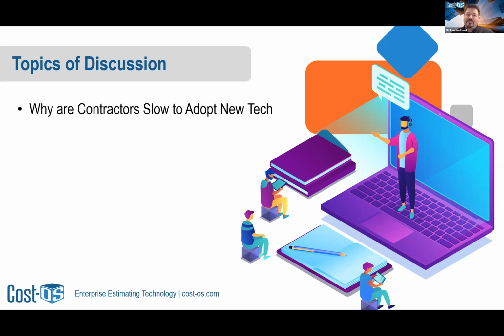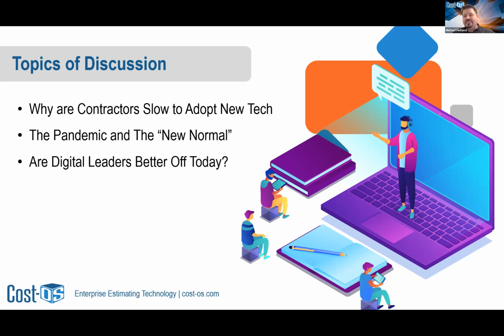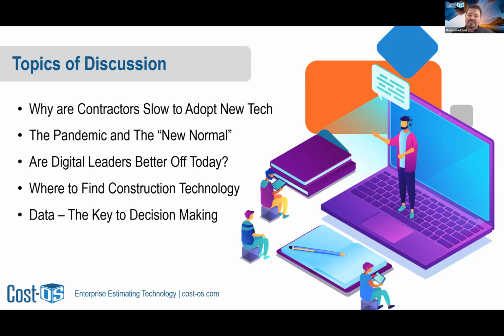So here's what we'll be talking about today. What are some of the reasons for slow tech adoption from contractors? How did COVID-19 affect technology adoption? Do digital leaders outperform non-adopters? What's the best place to find construction technology? Am I using data to the best of my advantage? And what's the best vehicle for it? And finally, the cloud is an established technology where you can take advantage of data and start your digital transformation very easily.